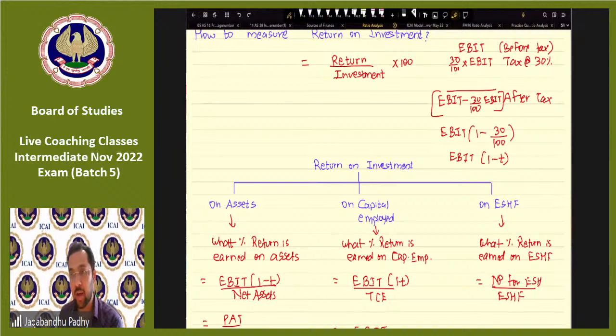Karthik is asking about ROA, where average total asset is used. Average total asset means the opening plus closing average, that is, opening asset plus closing asset divided by 2. That's what we mean by the average. Is this clear?